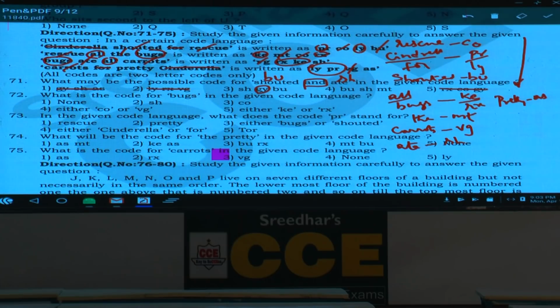Then coming to the fourth one, empty. Empty cannot be the code to the word end, because empty is the code to the word the. As it cannot be the code, 4 is ruled out. Now we are left with only choice 3.